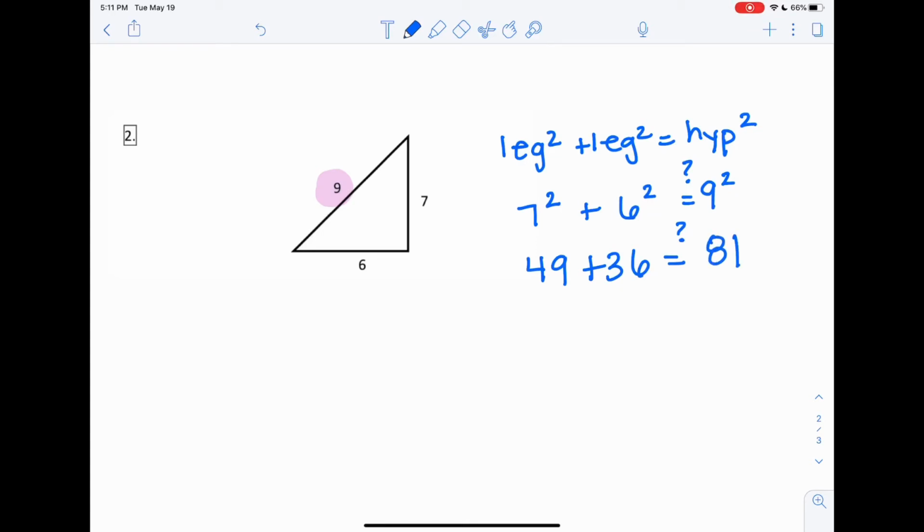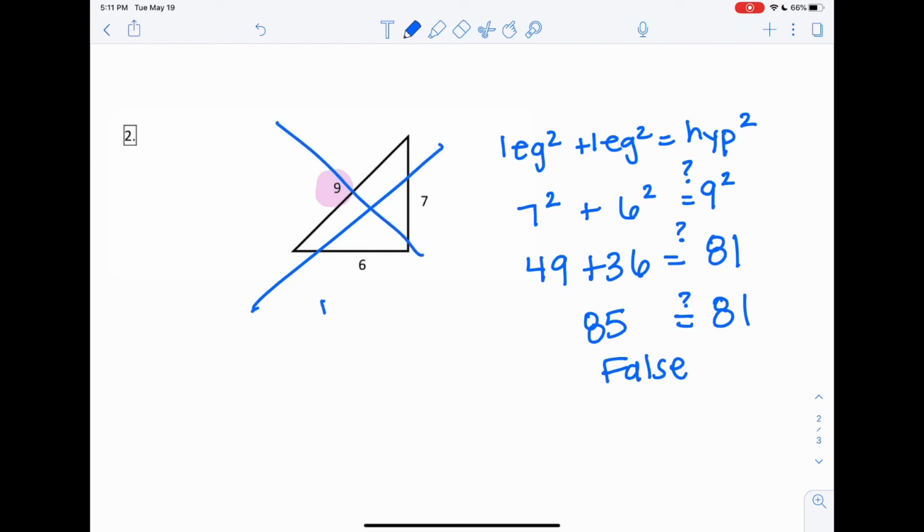Okay, I'm going to use my calculator to add 49 and 36. And I get that that equals 85. So does 85 equal 81? Obviously not. This is a false statement. So this is false. So that means this is not a right triangle. It's a fraud. It looks like a right triangle, but it's not a right triangle.